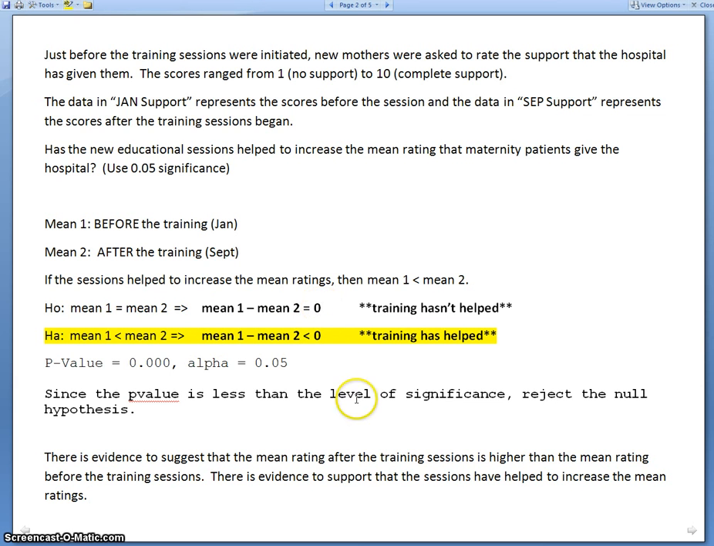Before I even calculated anything, I related the null and the alternative hypothesis back to the problem. The null hypothesis was that there's no difference, which means the training hasn't helped. The alternative hypothesis is that mean 2 is larger. That's suggesting that training has helped. I put the information into Minitab, calculated a p-value, and compared that to my level of significance. I made a decision about the null and the alternative, and then I related that back to the problem.